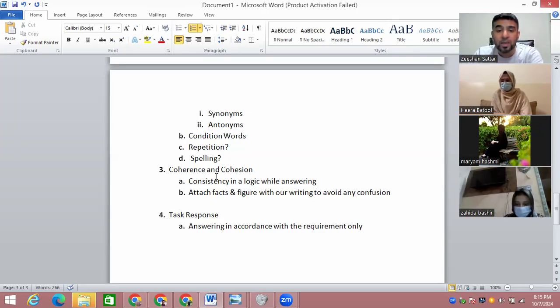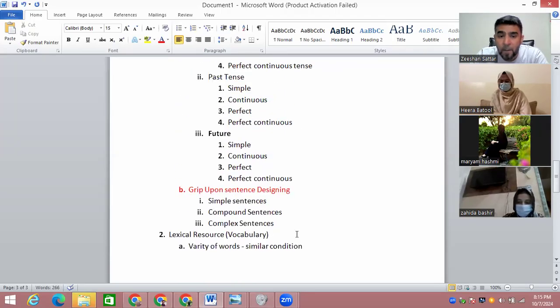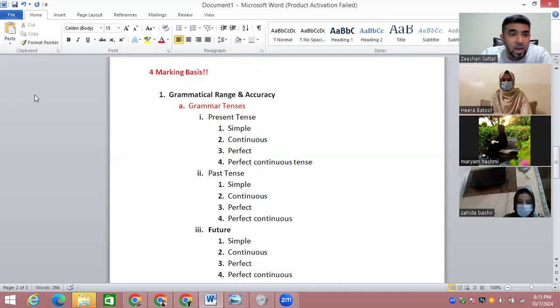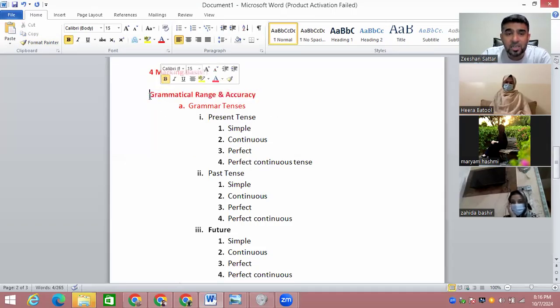So it is the fourth marking criteria if we talk about the next calculation. My dear students, I'm revising, I'm repeating again. The first marking criteria by the examiner is grammatical range and accuracy. It is the first marking criteria that we have to work on.